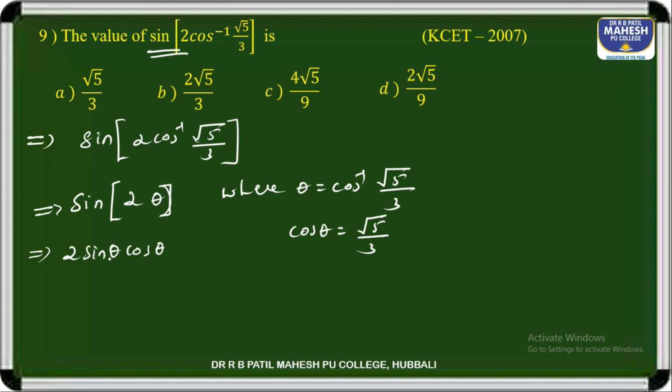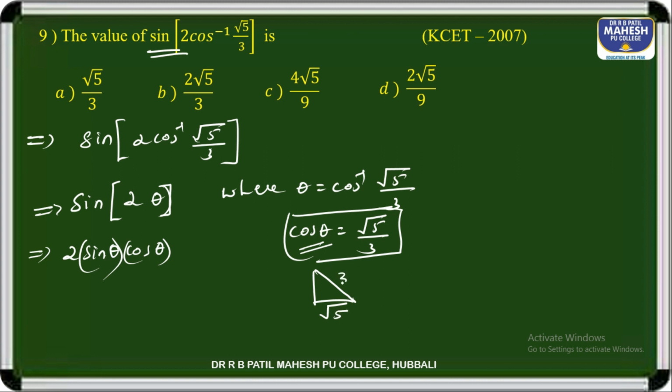Now the question is, if you have cos theta value, which is root 5 by 3, what about sine theta? Is it possible to get sine theta from cos theta? Yes. How? By right angle triangle. So cos theta definition is adjacent divided by hypotenuse. Then the opposite side, by the Pythagoras theorem, is the square root of 3 square minus root 5 the whole square. So 9 minus 5 is 4, square root of 4 is 2. So the opposite side is 2.